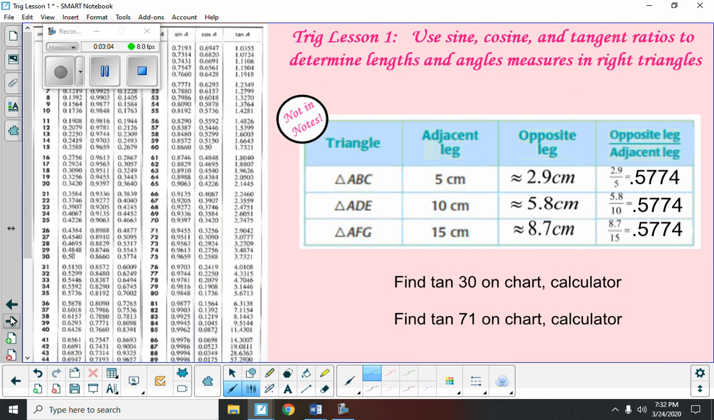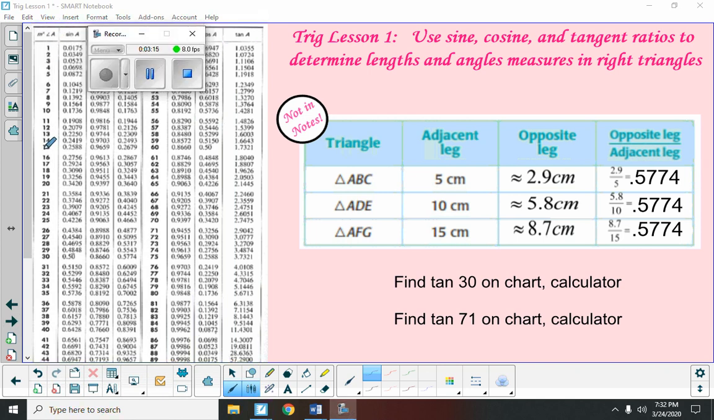So back when I was in school, this was a picture of my math book, actually. We did have a calculator too, but we used a chart in the back of the book quite a bit. This talks about the measure of the angle. If you go down to a 30-degree angle and go over to tangent, it's 0.5774. So when you know that angle, what the tangent is, you can use that to find missing sides. So to find tangent 30 on the chart, you just go to 30, go over to tangent. Like if you wanted the tangent of 71, you would go to 71, go over to tangent, it's 2.9.